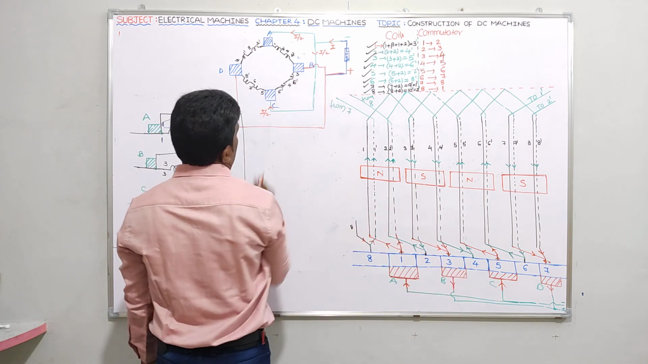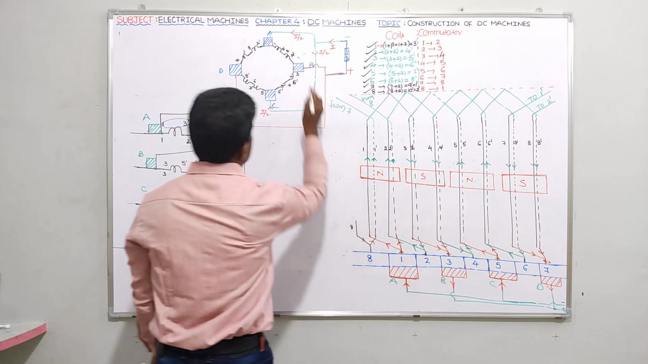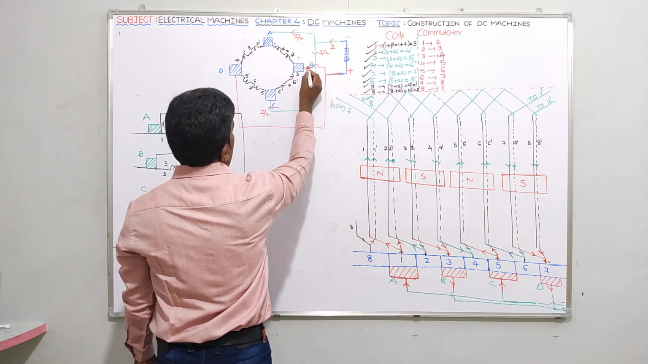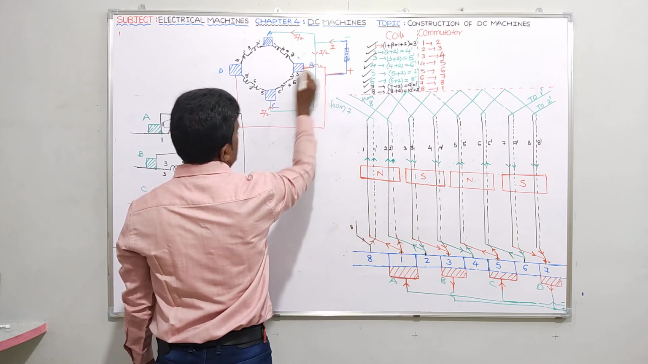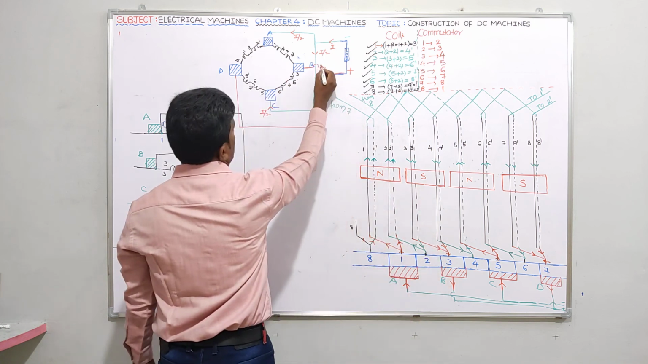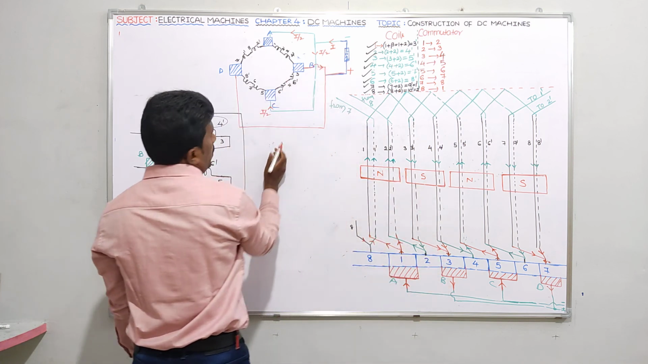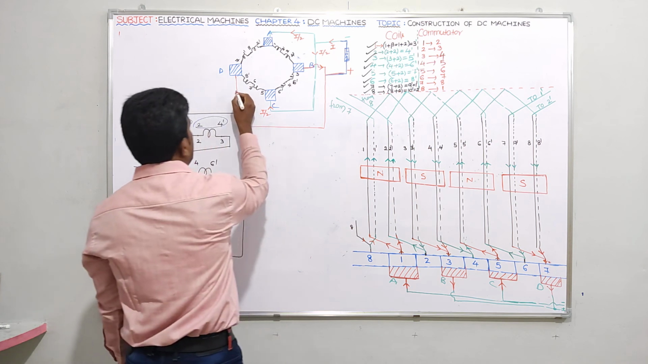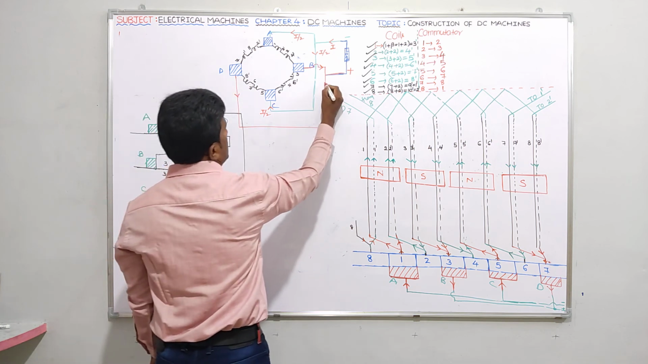And what about at B brush? It is downwards. Downward means the arrow mark should be like this. Downwards means it is coming from the brush, no? Yes, it is like this. And what about from D also? It is like this.